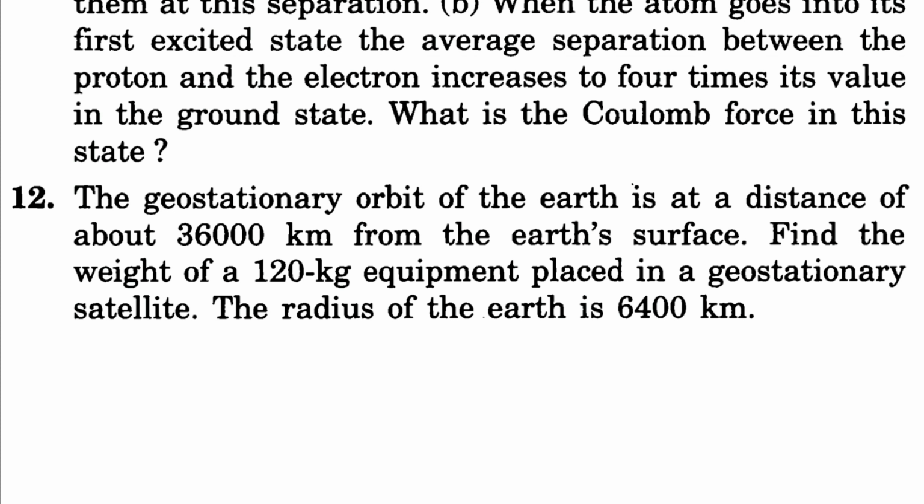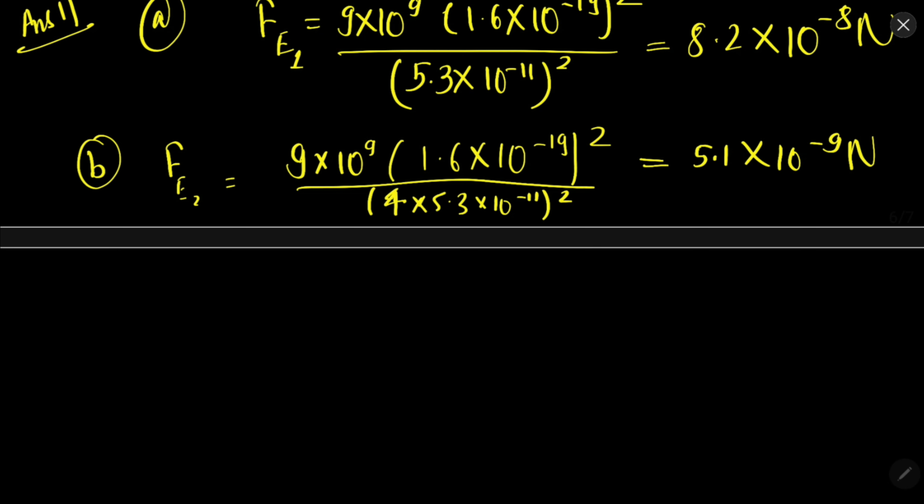Now the weight of the equipment is 120 kg there. We have been given the radius also. So we have to find the weight. The weight on Earth is 120 kg on the surface, but what about the weight in the geostationary orbit, that is 36,000 kilometers above? So for the 12th one, here g normally is this.